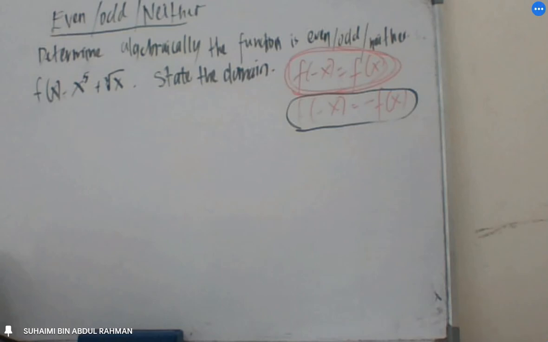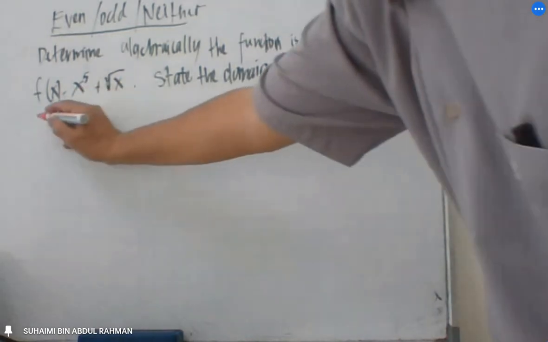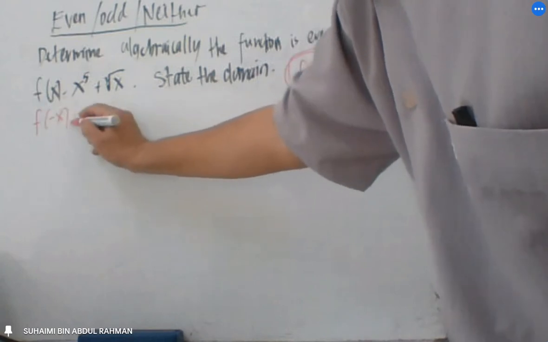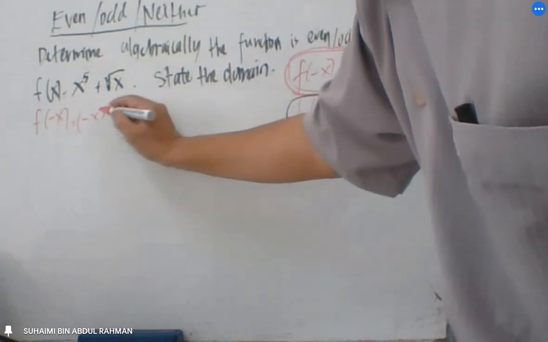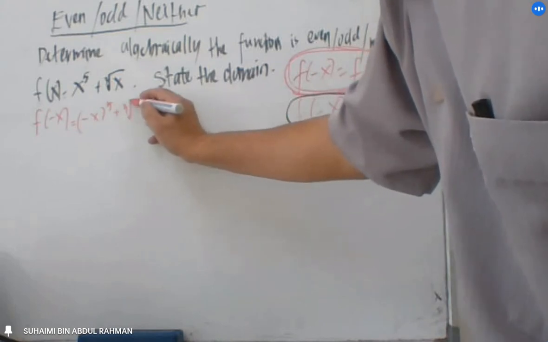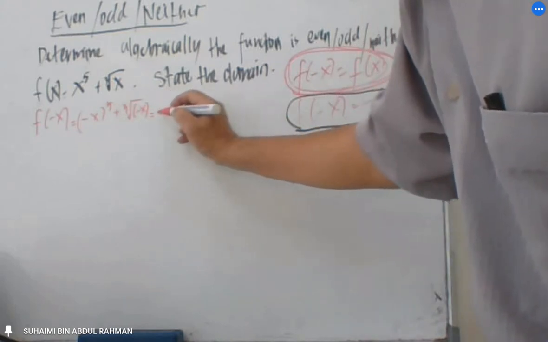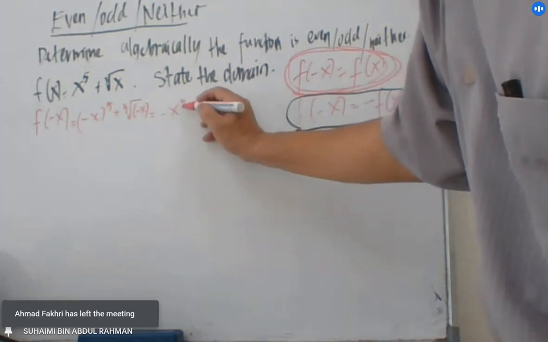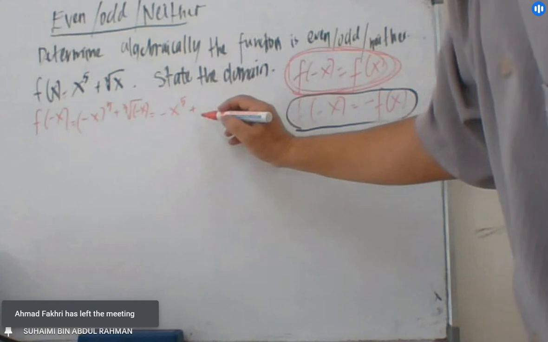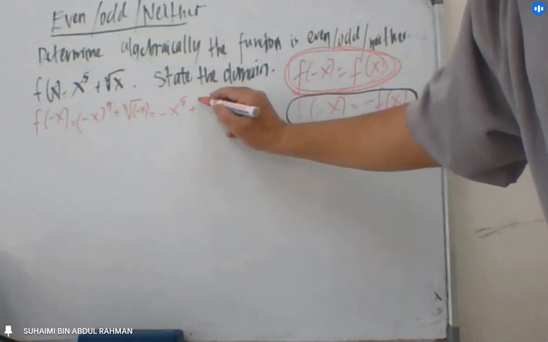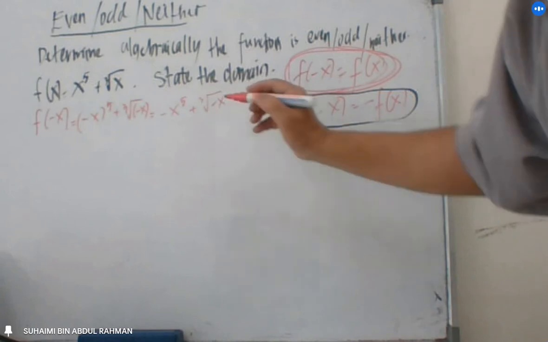So what is this function? Odd function. Okay, we test. f(-x) equals (-x) to the power of 5 plus cube root of (-x). So we get minus x to the power of 5 plus cube root of minus x.